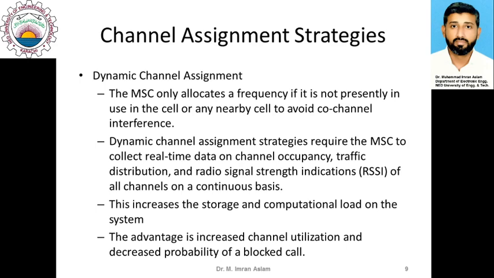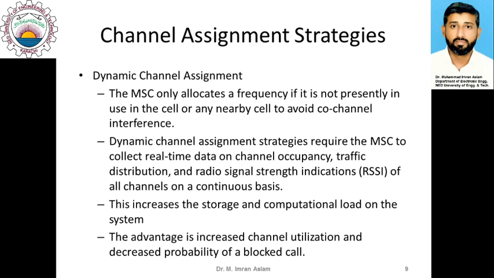The MSC only allocates a frequency if it is not presently in use with the cell or in any of the nearby cells, because the most important parameter is to avoid co-channel interference. So MSC has to take care that if a frequency is already in use, it should not be reallocated to any nearby cell.